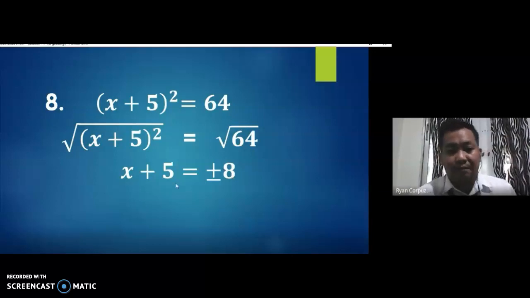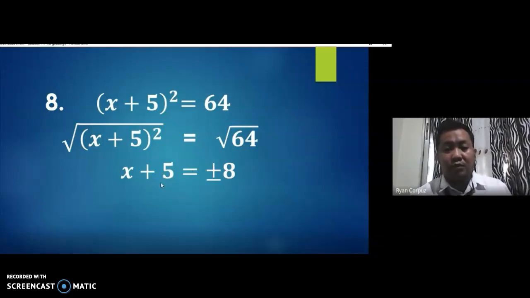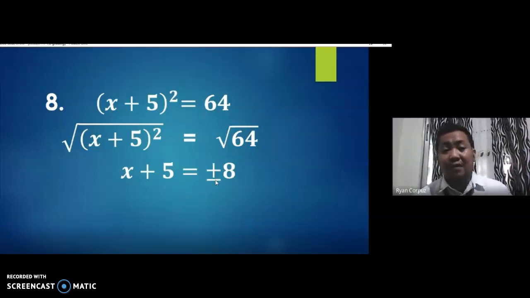That plus 5. That plus 5 here, we still have to simplify it because this 5 and this 8 are both constant terms. So we still have to combine them as 1. Yun nga lang, since positive negative 8 yan, para hindi tayo malito, we have to separate both equations.